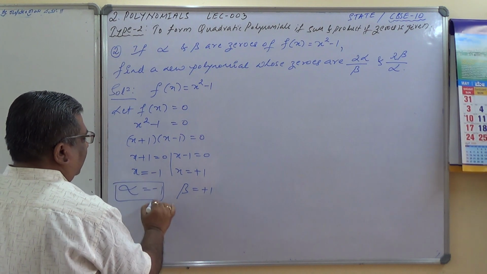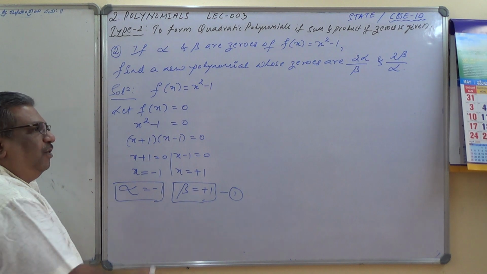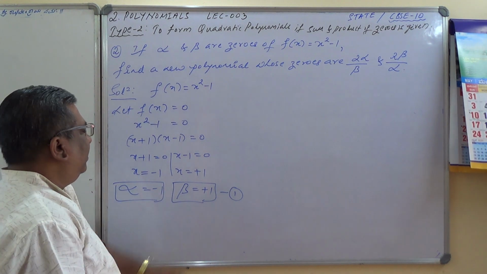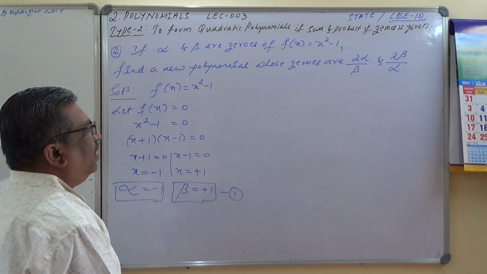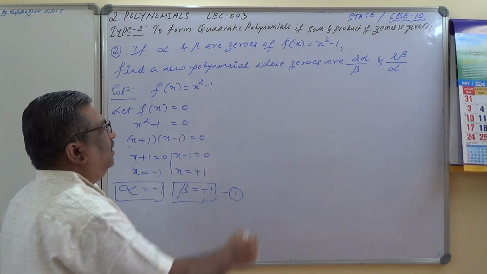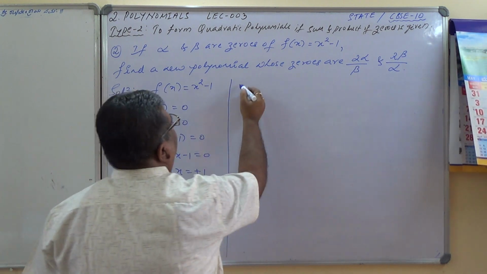You got it? Tag this as 1 here. Both roots put together, I am tagging this as 1 here. Alpha is minus 1, beta is plus 1. Now it is very easy to find out this one. 2 alpha by beta, this thing. I will say now.